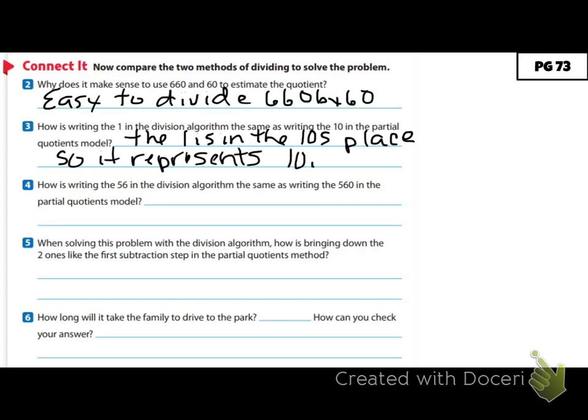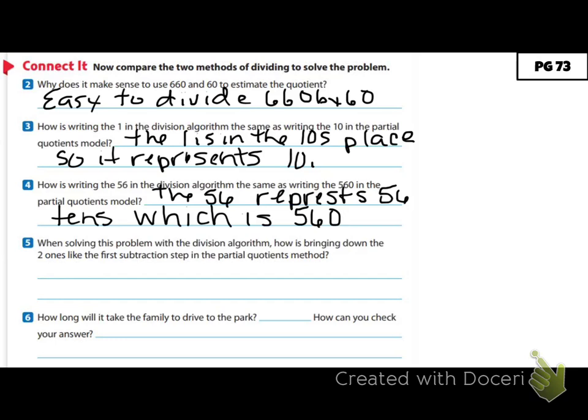Number 4, how is writing the 56 in the division algorithm the same as writing the 560 in the partial quotients model? Well, same thought as up above. The 56 represents 56 tens, which is 560.